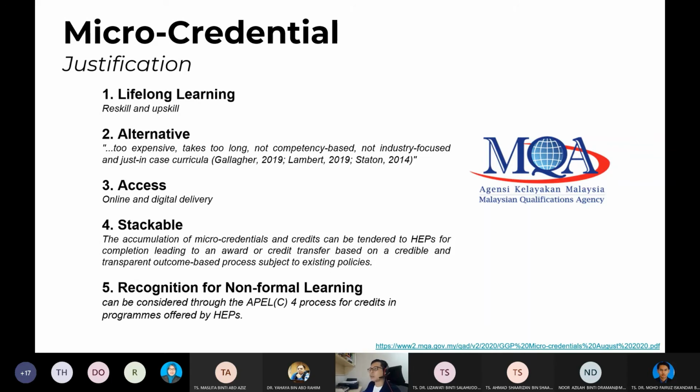So justification, what MQA is giving us is they listed down 5. Lifelong learning, like someone mentioned, reskill, upskill. That hits the nail right on the head. Memang kena betul lah. And then another is alternative, because the literature has shown that sometimes traditional degree or traditional credentialing is too expensive, takes too long, is not competency based, not industry focused, and sometimes just-in-case curriculum. Maksudnya just in case, kita letak je subjek, in case nanti 5 years dia orang akan guna. Macam tu. Kita tak tahu pun.